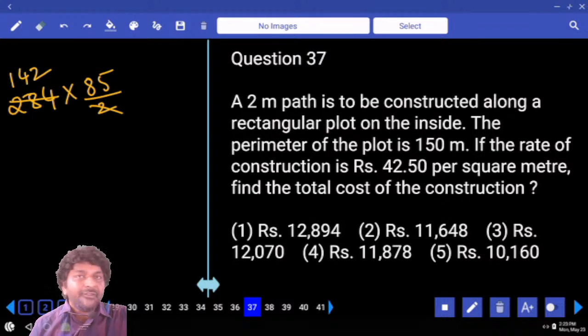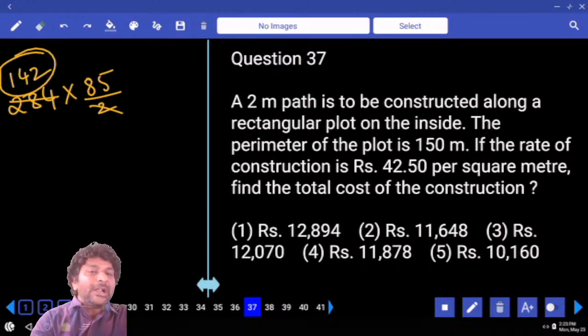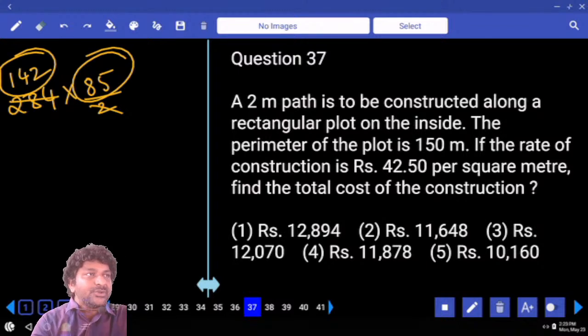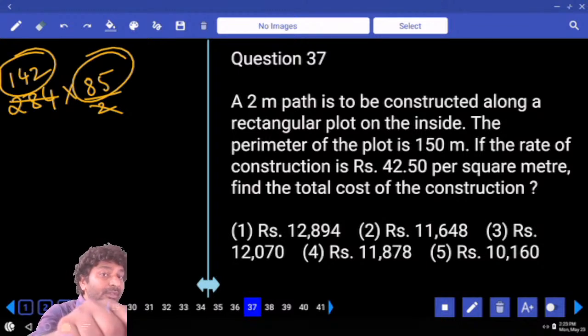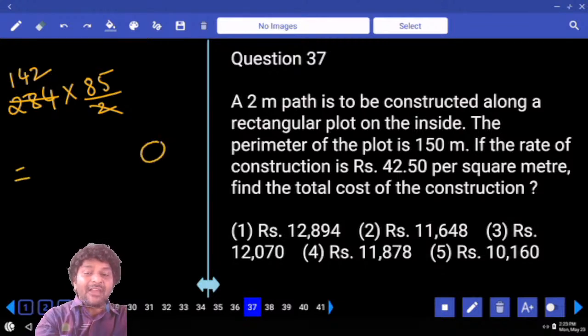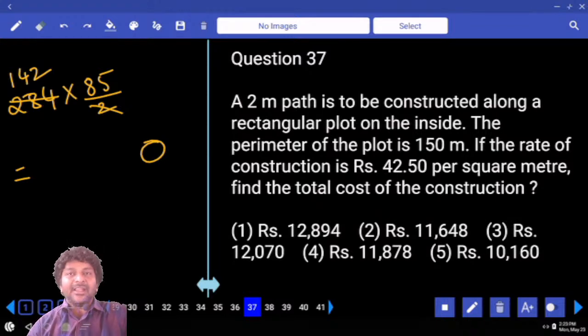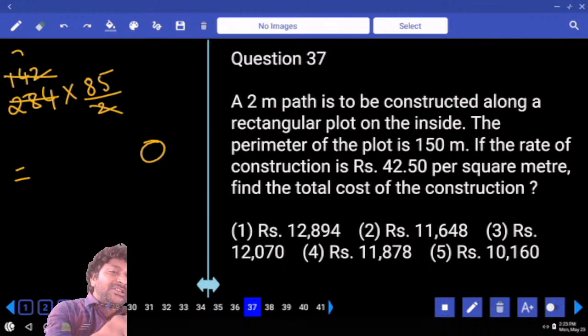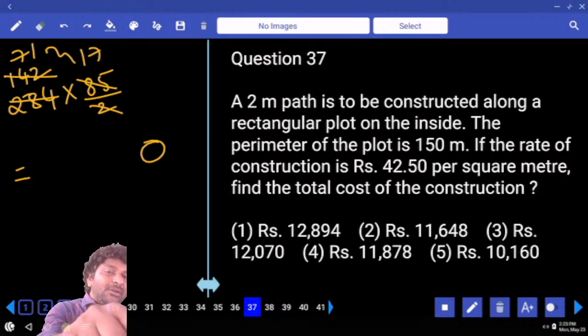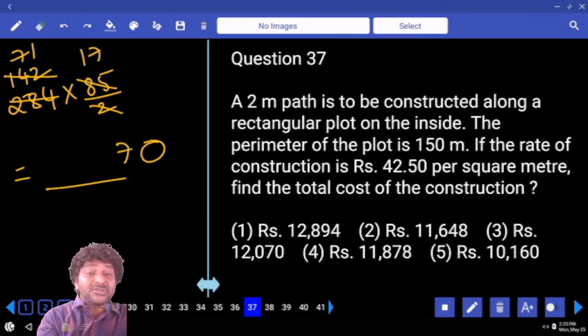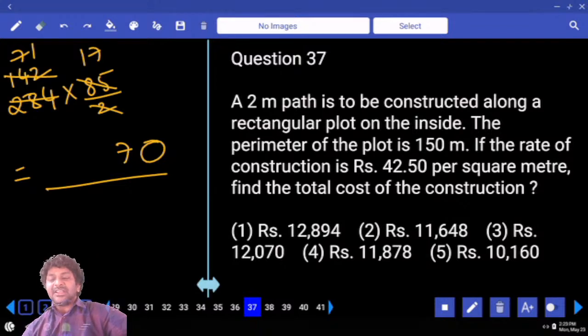Now 142 times 85, you cannot go for a direct multiple of 3, 9, 11. So now here I can find a 2 multiple and here I can find a 5 multiple. A 2 multiple and a 5 multiple will give you 10, so you'll have a 0 at the end. How many options are there? 2 options are there. Still we have to calculate. If you take 2 here, how much is left? 71. If you take 5 here, how much is left? 17. The product of these two numbers ends with 7, so the answer must end with 70 and there is only one option.